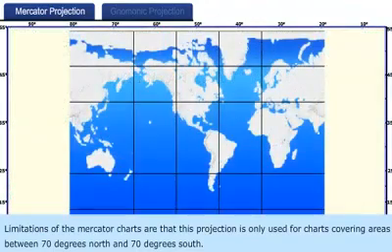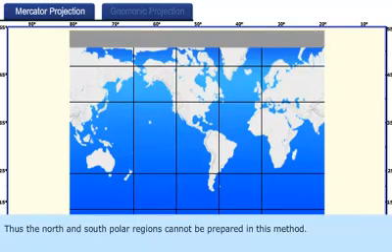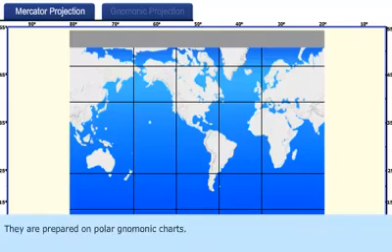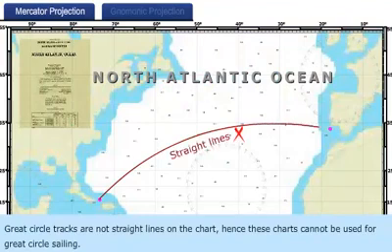Limitations of the Mercator chart are that this projection is only used for charts covering areas between 70 degrees north and 70 degrees south. Thus, the north and south polar regions cannot be prepared in this method. They are prepared on polar gnomonic charts. Great circle tracks are not straight lines on the chart. Hence, these charts cannot be used for great circle sailing.